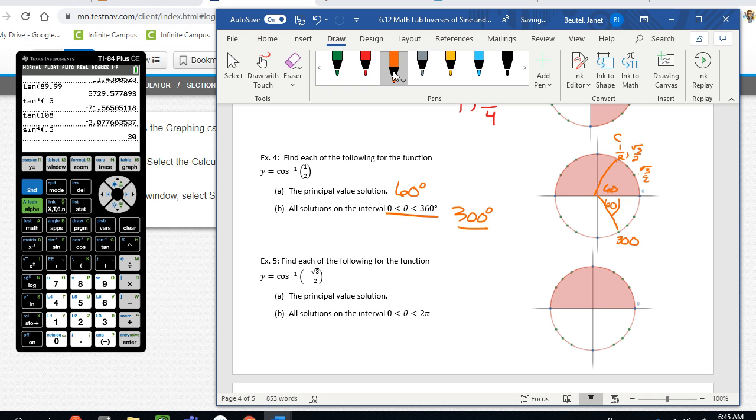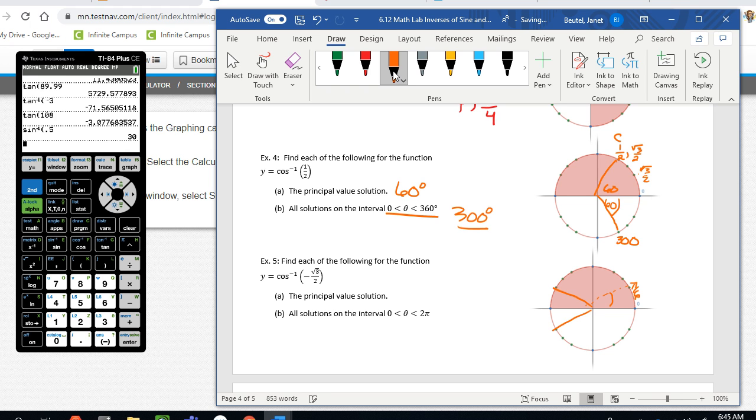Okay, first of all, we need to know that's going to be at 30 degrees. This is where it's positive. This is at pi over 6. So we need to know where it's negative. Cosine is negative over here, because sine is positive there, and tangent's positive here.